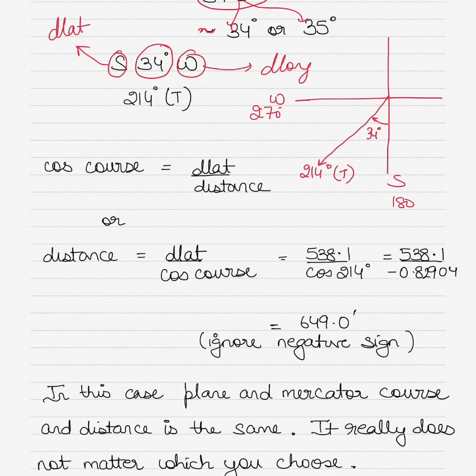Alright. That is why I thought I'll show you the difference here. So with plain sailing, you were getting about 34 degrees. With Mercator sailing, also you are getting a course of about 34 to 35 degrees. So no difference at all. So now you have to see whether your distance differs or not.